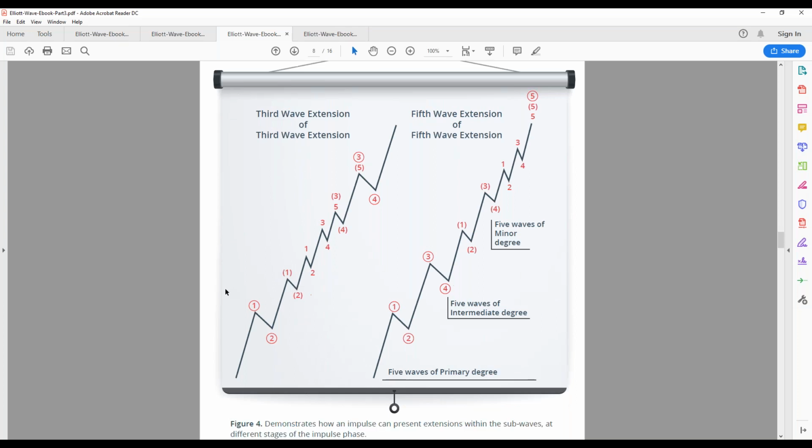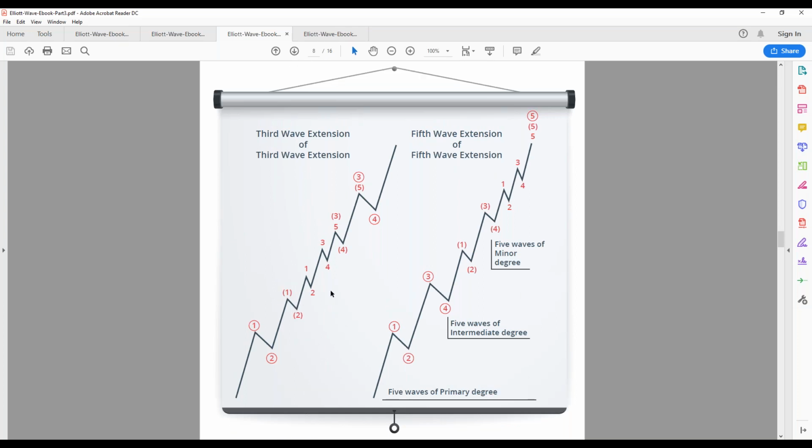These are some examples of the 5-wave extensions, which I've previously drawn on the charts. But let's say, for instance, primary wave 1 and then 2, intermediate wave 1 and then 2, and then minor 1, 2. And this small minor wave also presents an extension within the third impulse, within this small wave. You see, that's what I mean by fractal by nature. So that's how the market unfolds.